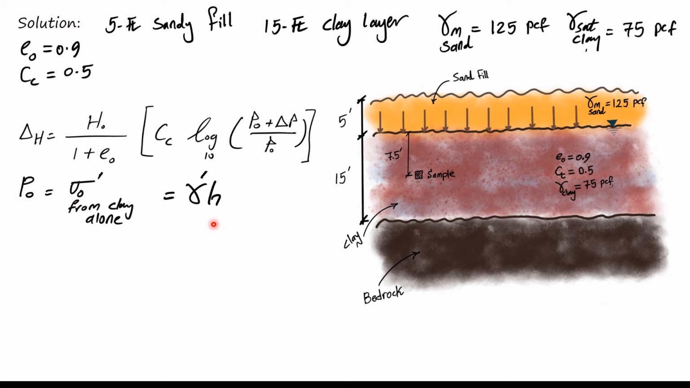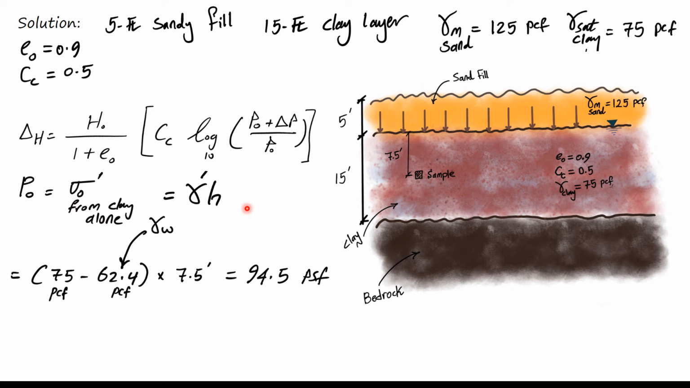But what gamma? This is very important. It has to be the effective stress. So since this is saturated, we need to subtract gamma water, 62.4 PCF. And then we will face the height issue. So please pay attention. They took the sample from the middle of the layer. So it's 7.5 feet. And that's going to give us an initial stress of 94.5 PSF.